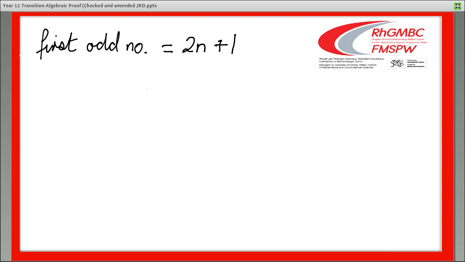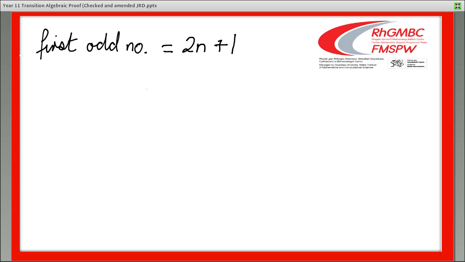Now, I can hear some of you say, but hold on, couldn't an odd number be 2n minus 1? And the answer to that is yes, it could. I tend to go with plus 1 because I tend to prefer working with plus symbols. I can work quite easily with negative symbols, but the plus symbol at the introduction just does tend to make it a little bit easier in the workings out. So that's my first odd number.